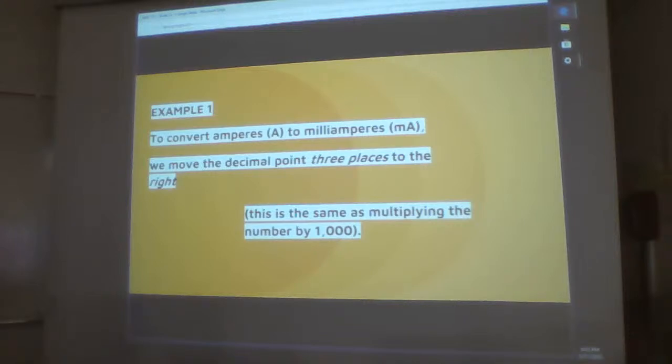Okay, so to convert amperes or amps, capital A, to milliamps, we would move the decimal point 3 places to the right. This is the same as multiplying the number by 1,000.